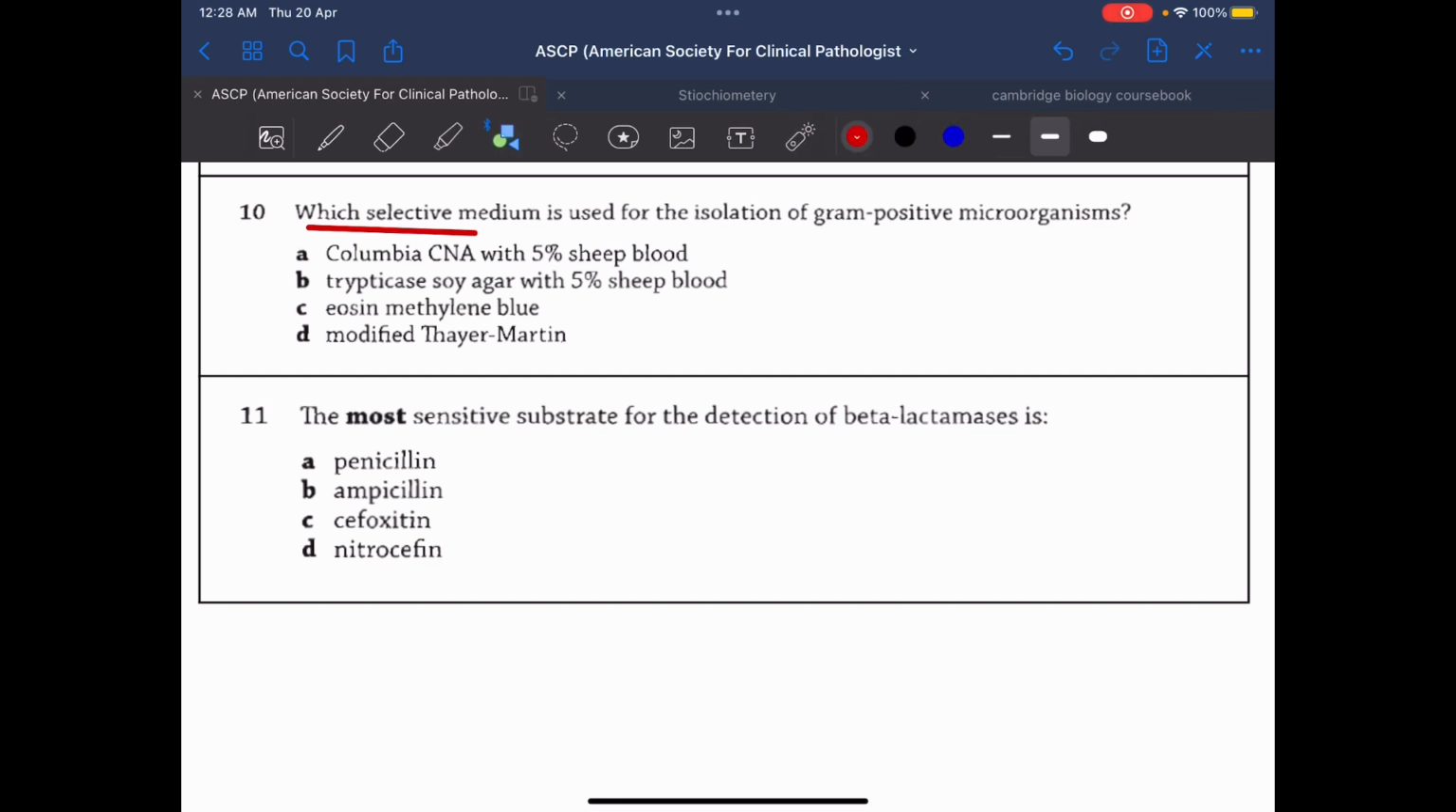Modified Thayer-Martin is selective and inhibits gram-positive organisms, gram-negative bacilli and yeast. So the correct answer is Columbia agar with 5% sheep blood, a selective media to isolate gram-positive microorganisms.